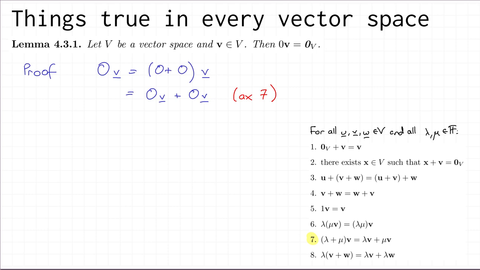Okay, what can we do now? I want to cancel basically one of those 0 times v's from both sides. And cancellation is like adding the additive inverse to both sides. And there is an axiom that helps me with that. Axiom 2 says that there exists a vector x such that if you add x to 0 times v, then the result is the 0 vector. Okay, so let's take that x and add it to both sides.